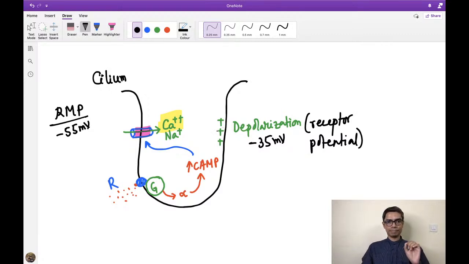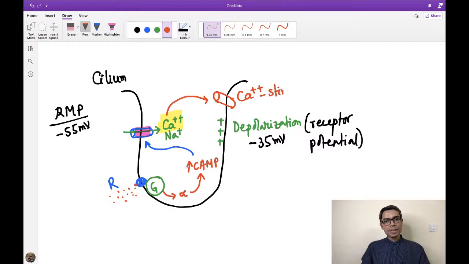But this is not all. Note down the most important thing. This calcium can further stimulate another ion channel that is known as the calcium stimulated chloride channel. Very, very peculiar. So whenever this calcium stimulated chloride channel is open, note down the most peculiar thing. This has been added in the recent edition of Ganong. The chloride will go out of this cilia. The chloride ion is going out of the cilia.